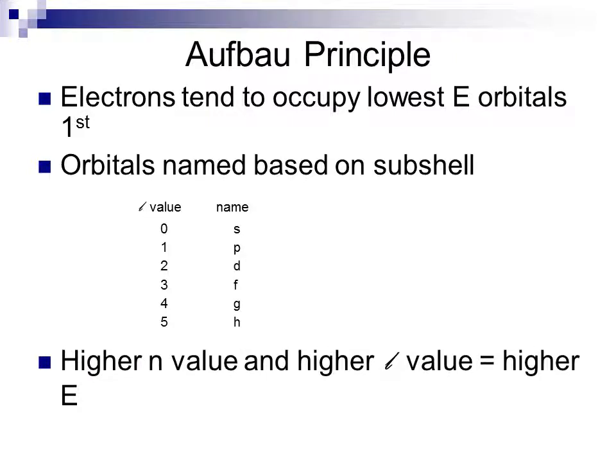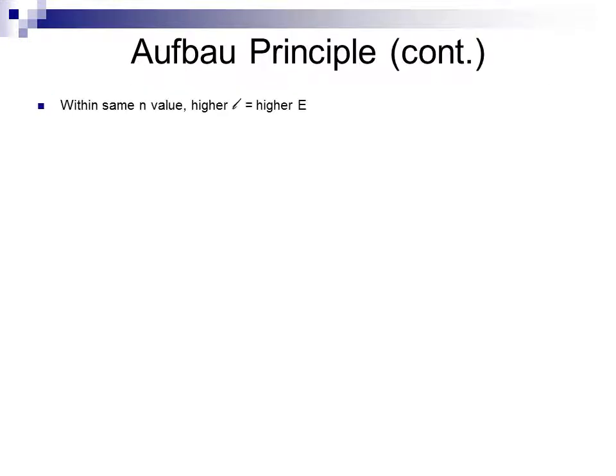The higher the n value of an electron and the higher the l value of an electron subshell, the higher the overall energy. So a 1s subshell, which has an n value of 1, will be of lower energy than a 2s subshell. At the same time, a 2p subshell will be of higher energy than a 2s subshell. So the higher the l value in the same n value, the higher the energy. The higher the n value overall, the higher the energy. As we stated, within the same n value, the higher the l value, the higher the energy overall.